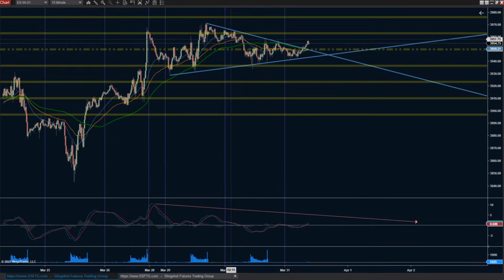We do have rising support. Falling resistance is broken. This is our chance, right? This is where they're going to be able to at least try to get something going.